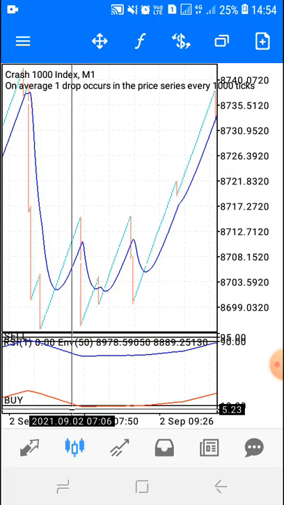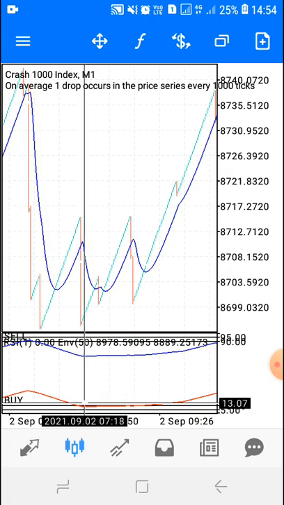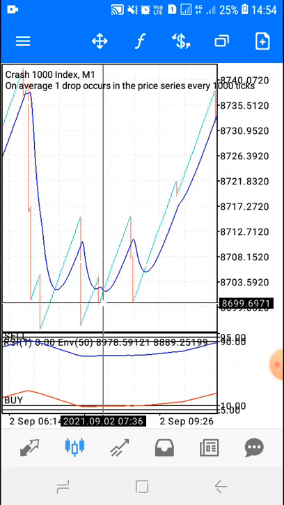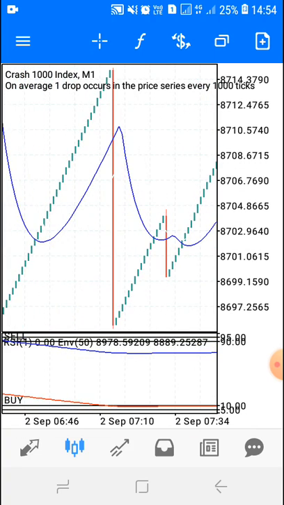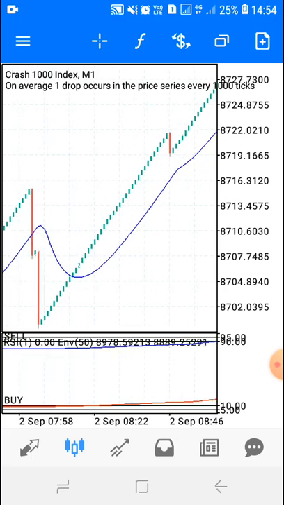Look at this. The envelope is over here. Wait for the crossover. Look at what happened. The market decided to go up hard. Even though the spikes occurred, the market still went up hard.